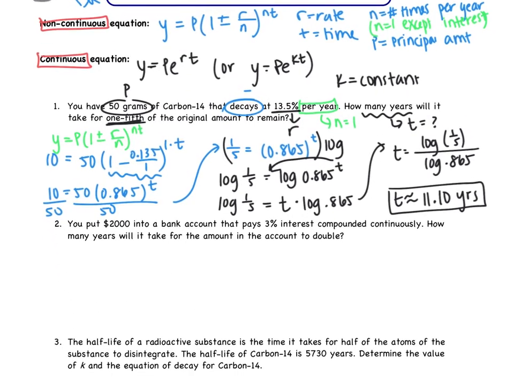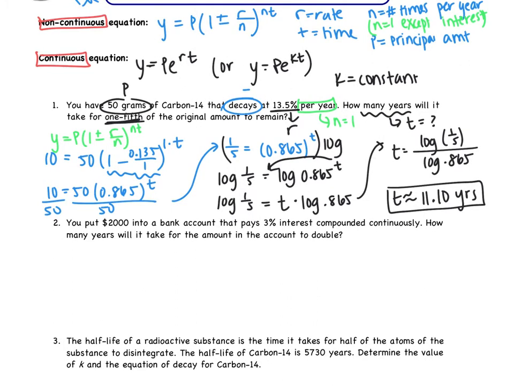Example number 2 says you put $2,000 in a bank account that pays 3% interest compounded continuously. How many years will it take for the amount in the account to double? So I told us, if we're going to use the continuous equation, it's going to say continuous. So we're going to use y equals PE to the RT or KT.